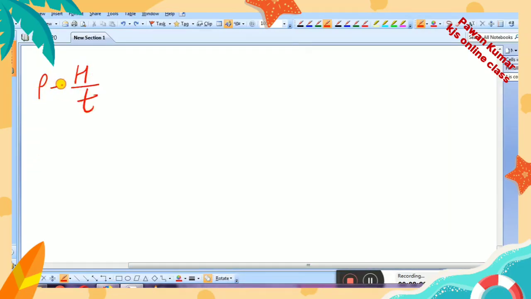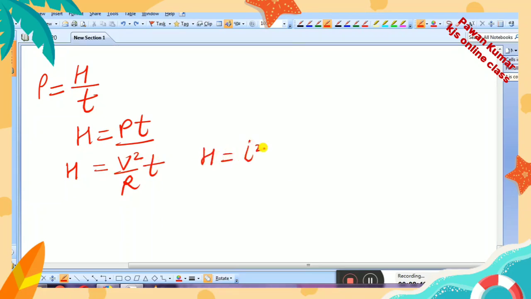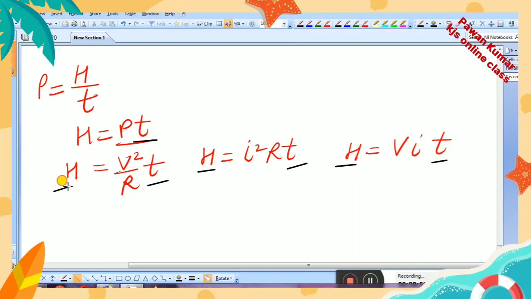Remember, formula of power in terms of heat, it was H upon T. From here we can write H is equals to P into T. If you can write H is equal to P into T, then remember, children, you can also write H is equals to V square upon R T. H is equals to I square R T. H is equals to VI T. Now here if you check, this T is coming everywhere in the formula of H, right?